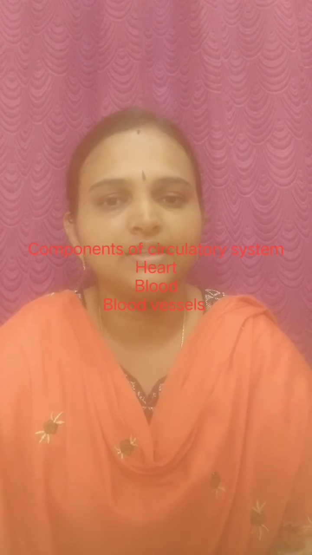Now we'll learn about the components which are responsible for the transportation. The components involved in the blood circulatory system are heart, blood vessels, and blood. All these three components comprise the blood circulatory system. Now we will learn about each and every component in detail. First, we'll see about the blood vessels.